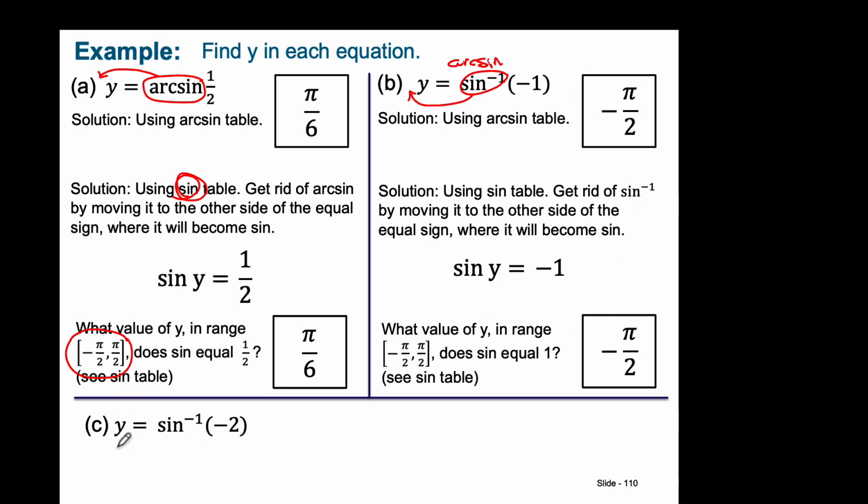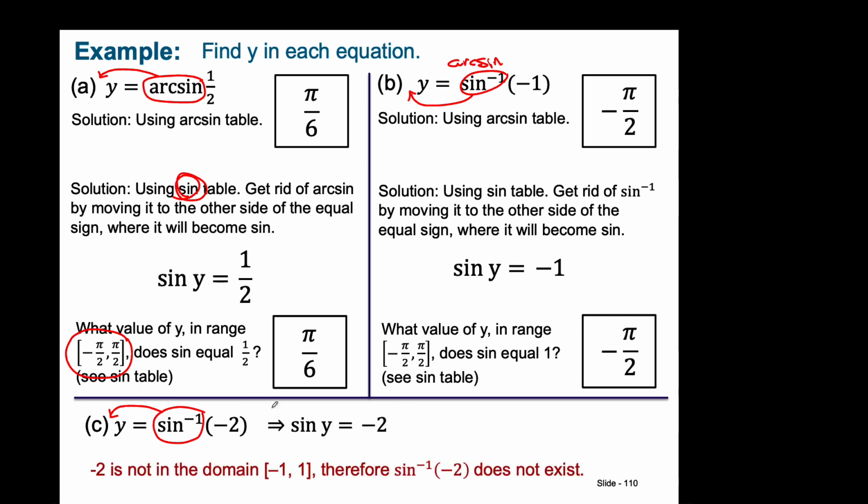C, y equals inverse sine of -2. If we take sine inverse right here, inverse operation, moving it to the other side, now we're working with sine of y equals -2. That might be a quick red flag for you there. -2 is not in the domain of sine. Sine's domain is -1 to +1, and therefore sine inverse of -2 does not exist. And that's fine. There's nothing wrong with that. That's informative, and we would write that y equals the inverse of sine of -2 does not exist.